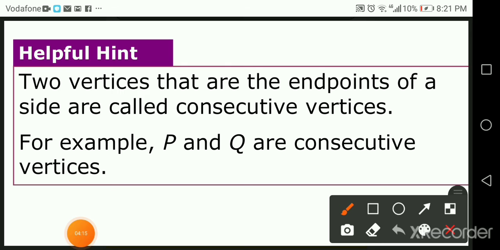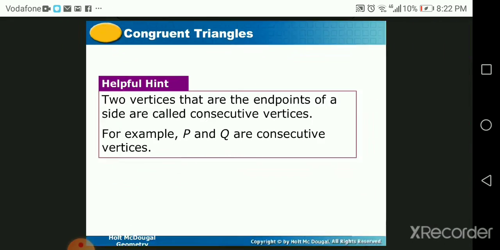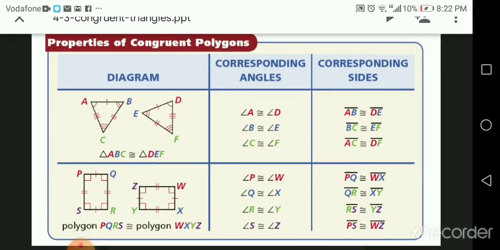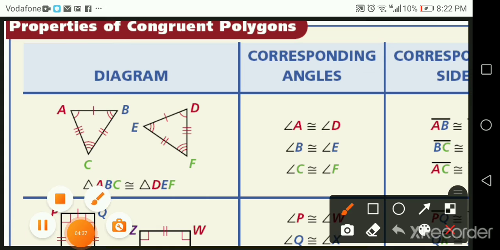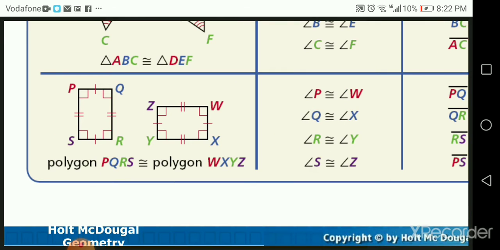We have a helpful hint. Two vertices that are the endpoints of a side are called consecutive vertices. For example, P and Q are consecutive vertices. I want to show you here: can you see P and Q? P and Q are consecutive. They come after each other. Consecutive vertices. Let's complete.